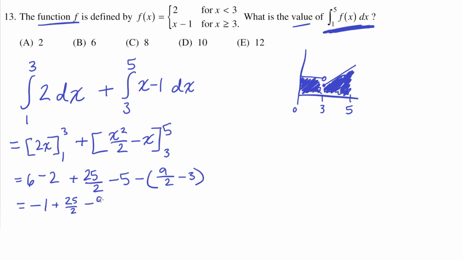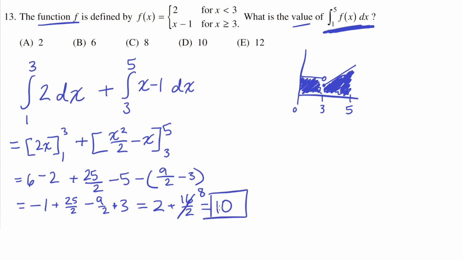Then we have to subtract 9 over 2 and add a 3. So negative 1 plus 3, that's equal to 2, and 25 over 2 minus 9 over 2 is equal to 16 over 2. And 16 over 2 is actually just equal to 8, so 2 plus 8 equals 10.